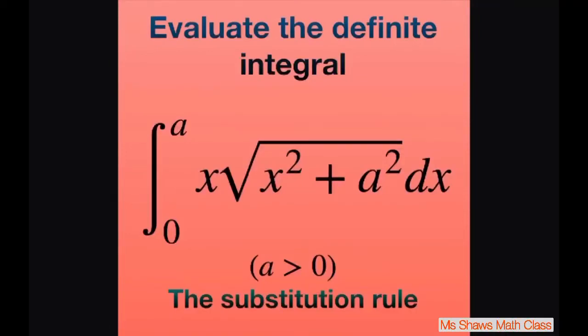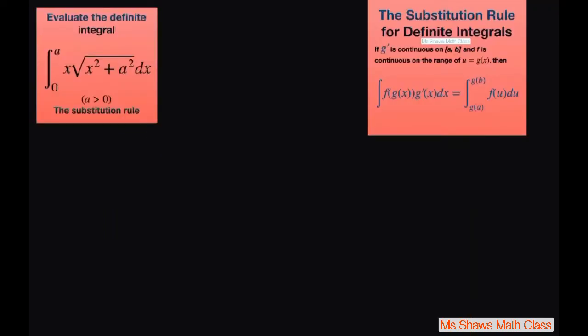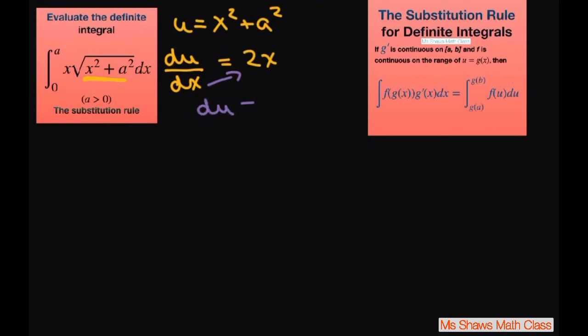Everyone, we're going to evaluate the definite integral from 0 to a of x times the square root of x squared plus a squared dx, and we're going to use the substitution rule for definite integrals. What we're going to do is let this be our u. So if we let u equal x squared plus a squared, then the derivative of u with respect to x is 2x. Let's cross multiply. So du equals 2x dx.